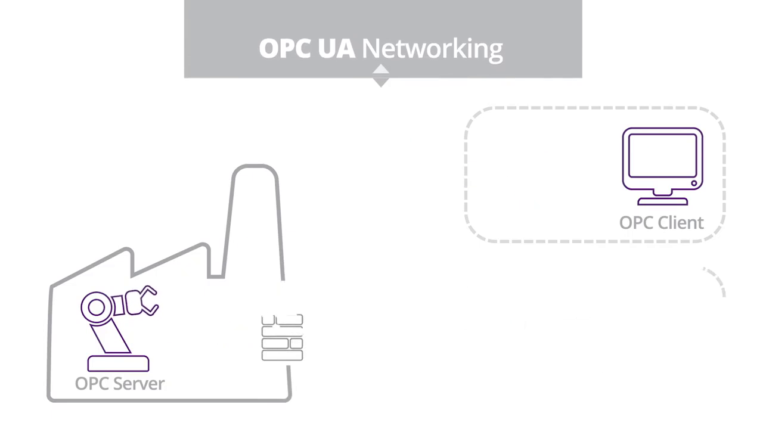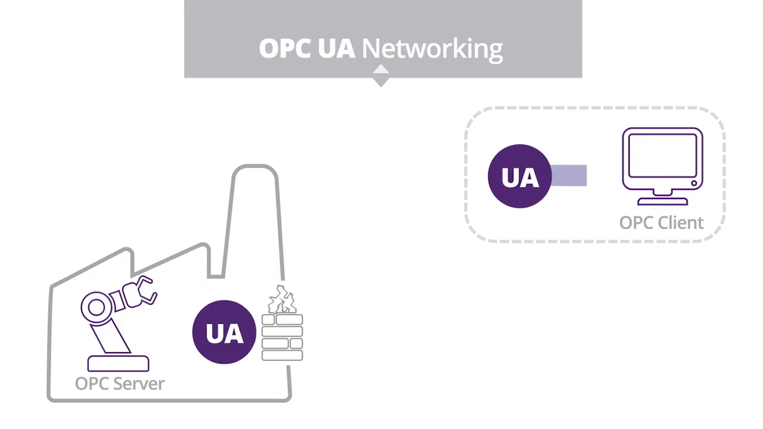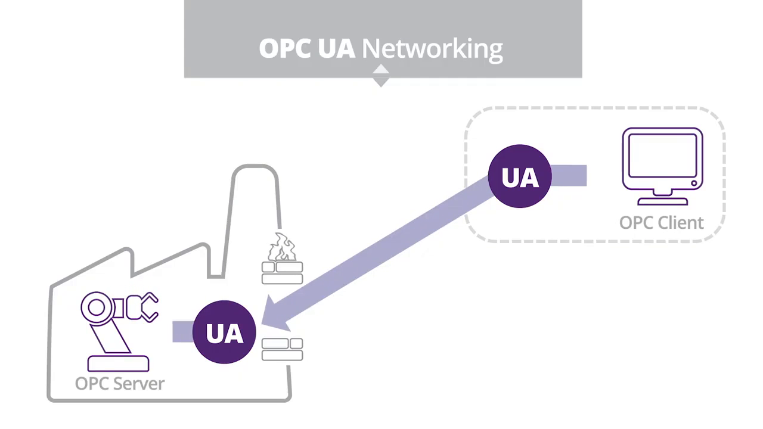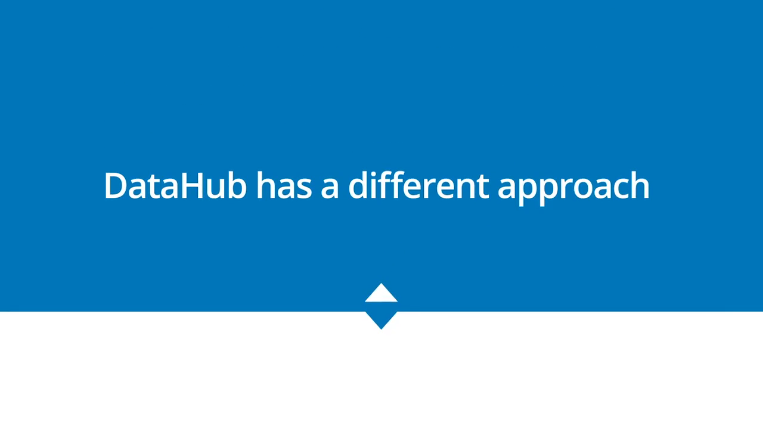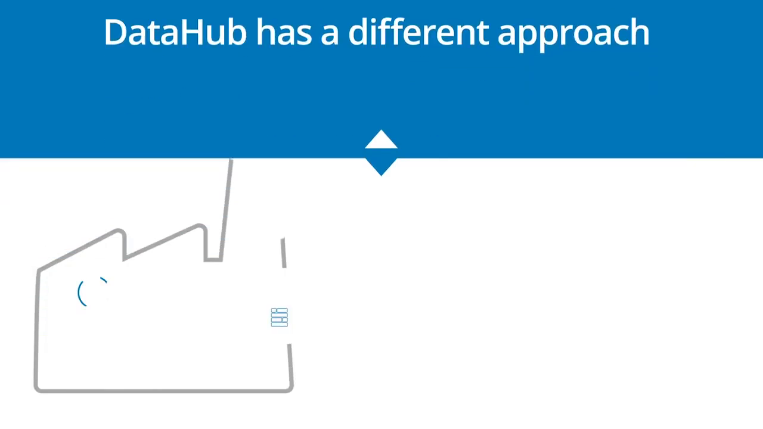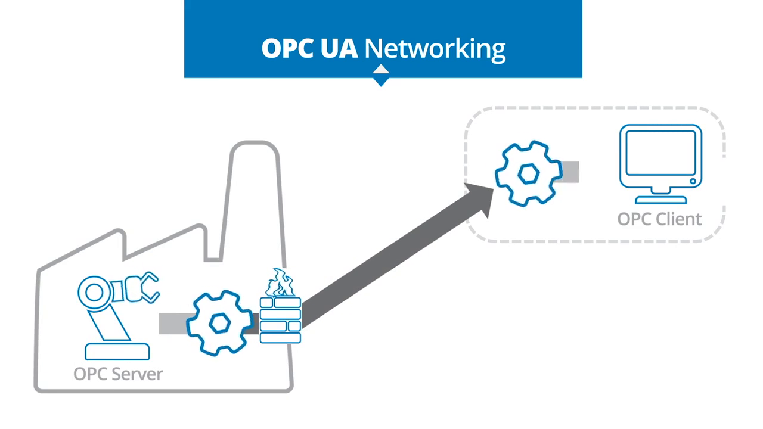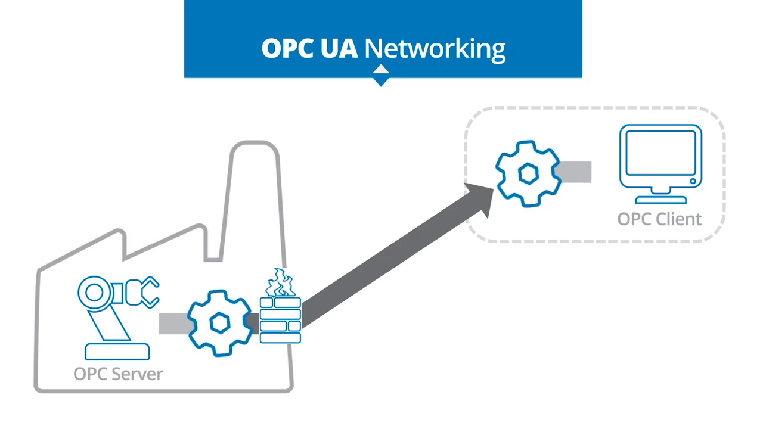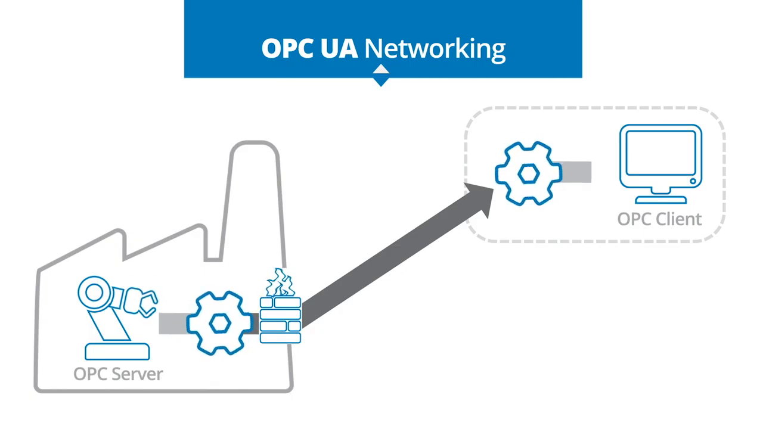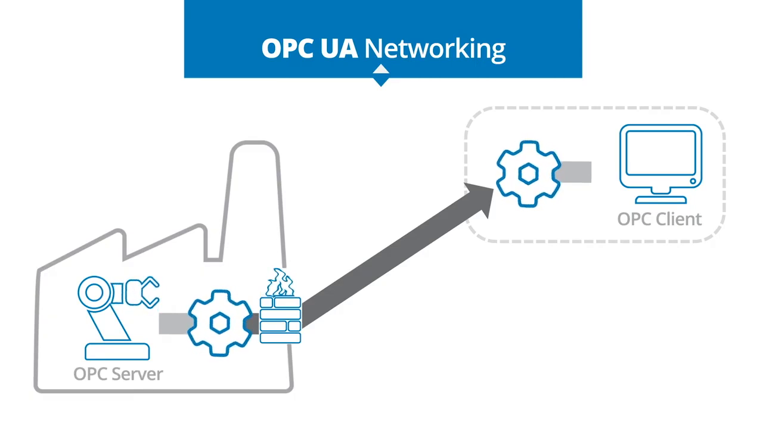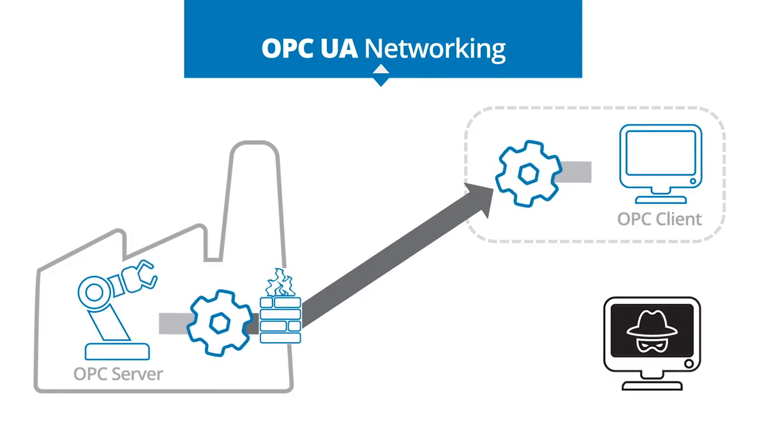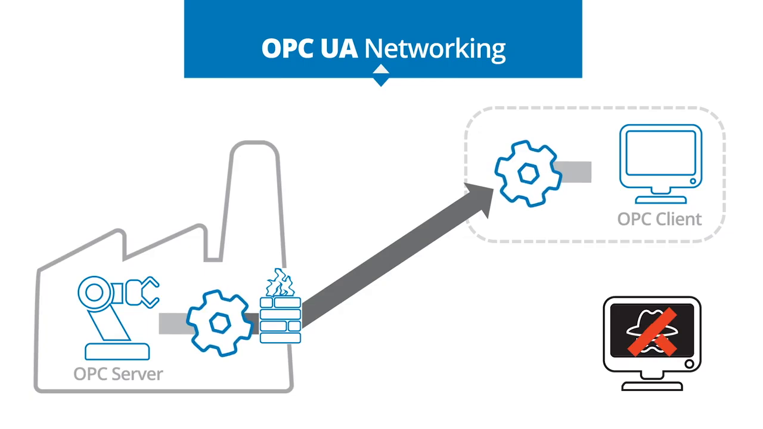OPC UA networking also claims to be secure, but once again, you need to open a firewall port to access the data. In the end, none of these options are acceptable. Here again, the DataHub takes a different approach. It can switch things around and make outbound connections from the plant to the remote network. Traditional tunnelers simply can't do this. When you make outbound connections, you keep the firewall closed, and closed firewalls are invisible to the outside world. Hackers can't attack what they can't see.